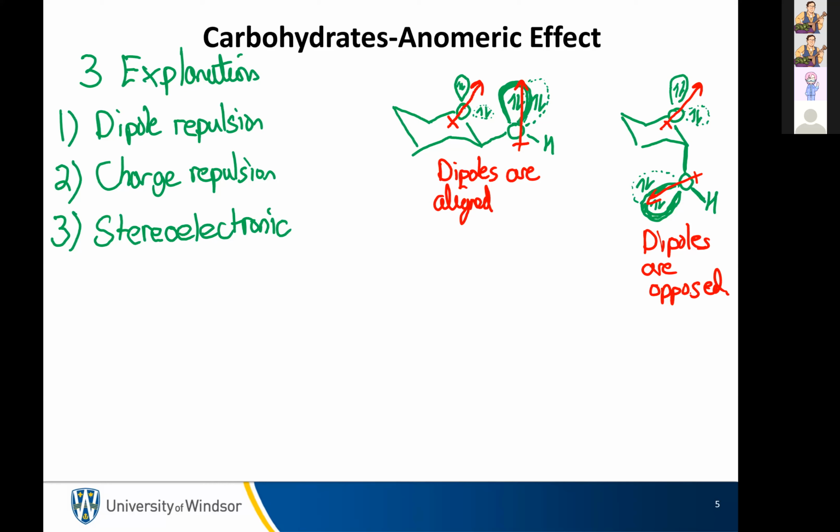So which of these is better? If you're a molecule, think like a molecule. Embrace your inner molecule. Which would you prefer to be? One with your dipoles aligned or one with your dipoles opposed?